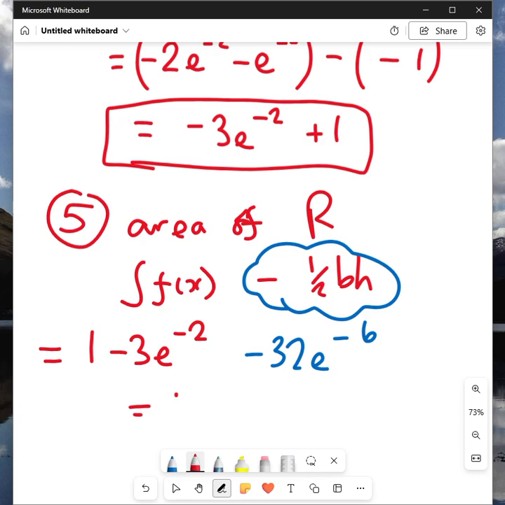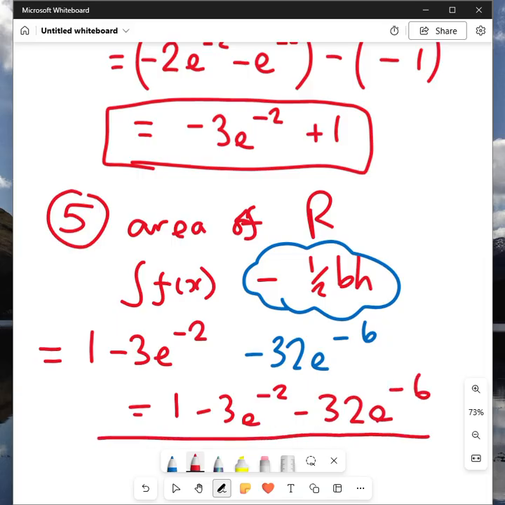So if you want, I'll write it a bit closer together. But yeah, that's it. And I guess you could do some factorising with the e's if you really wanted to. But it doesn't say to leave it in a specific format. It just says exact value. And that is the exact value.